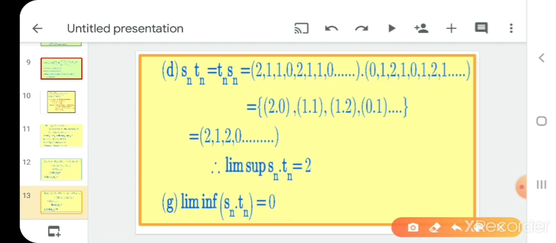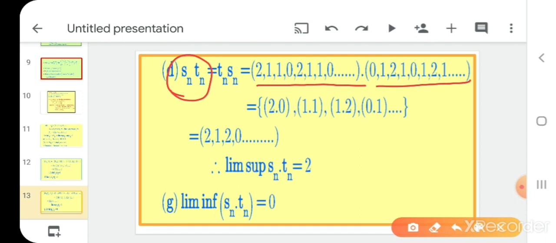Similarly, what is the D bit? Limit supremum of Sn into Tn. So first I find the value of Sn and Tn. Sn into Tn and Tn into Sn are both the same, and Sn plus Tn and Tn plus Sn are also the same. First I write the elements of Sn. What are the elements? 2 1 1 0, 2 1 1 0 and so on. And I write the elements of Tn. What are they? 0 1 2 1, 0 1 2 1, like this.